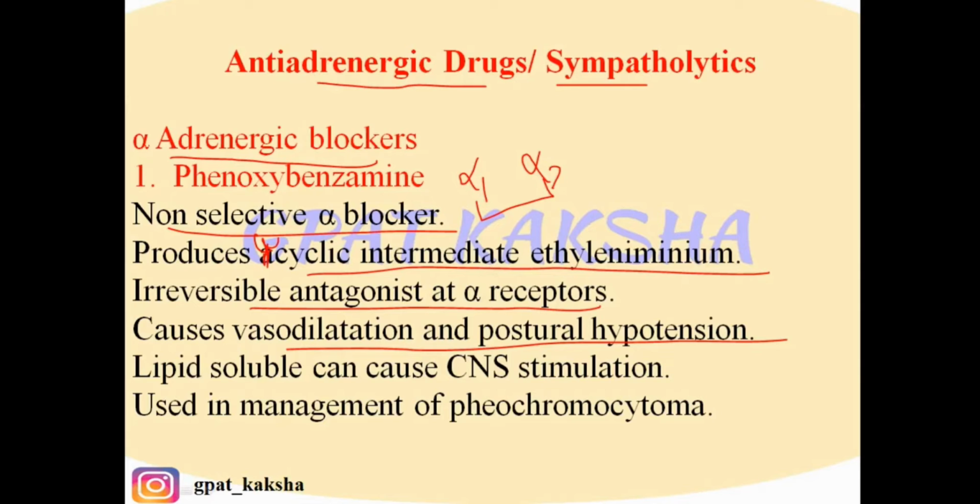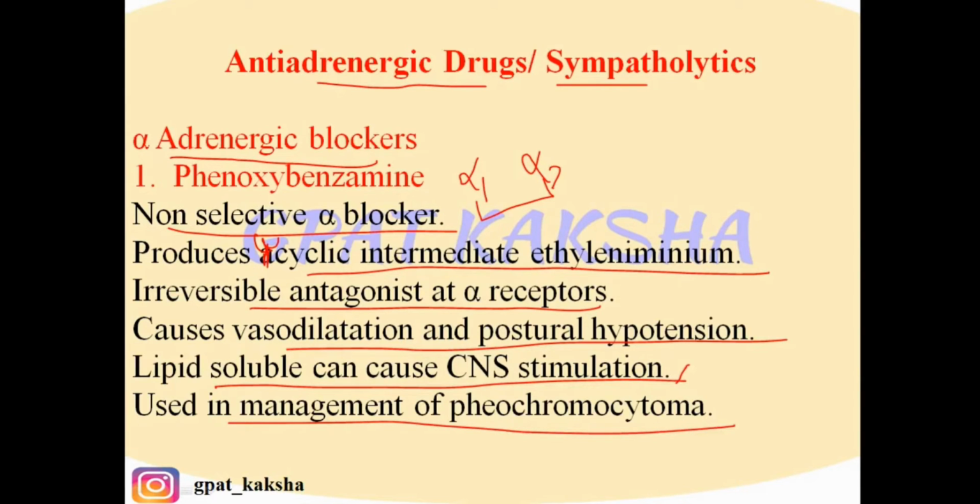So phenoxybenzamine causes vasodilation, and primarily venous vasodilation. Vasodilation of veins is more predominant than the vasodilation of arteries. So it causes vasodilation and postural hypotension. Phenoxybenzamine is lipid soluble and can cause CNS stimulation. Since this drug is lipid soluble, it can cross into the CNS, the brain, and thus it can produce CNS stimulation or stimulation of brain.